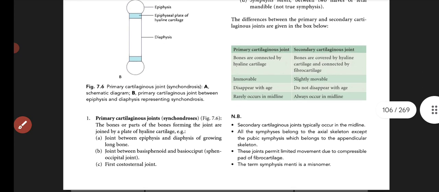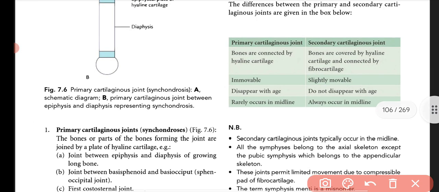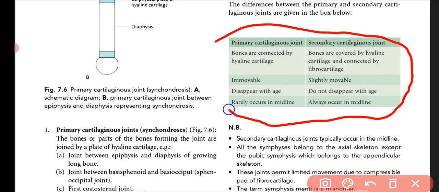Here are the differences between the primary and secondary cartilaginous joints. Primary cartilaginous bones are connected by hyaline cartilage. In secondary, the bones are covered by hyaline cartilage, and connected by fibrocartilage. The primary cartilaginous joints are immovable in nature, and secondary are slightly movable. Primary disappear with age. Secondary does not disappear with age. Primary cartilaginous joints rarely occur in the midline of the body, and secondary always occur in the midline of the body.